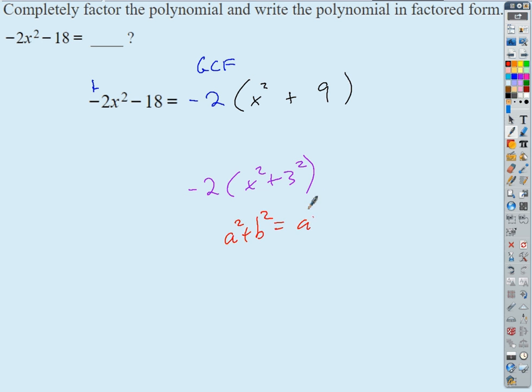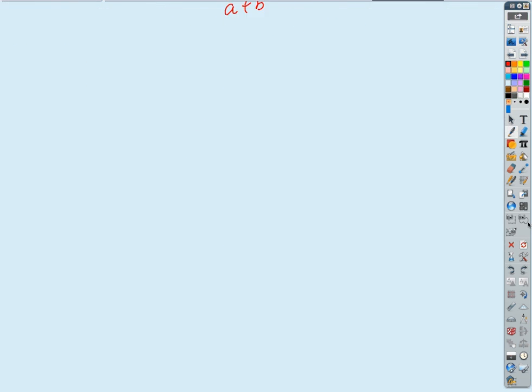A squared plus b squared, we're stuck with. We can't break it apart, okay? So because that's the only pattern that it would fit, which is a non-pattern, we can't go any further, right? Because of that plus sign in the middle, okay? See the difference? Now I want to compare that to a couple other really quick ones.